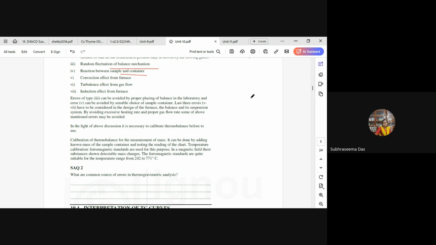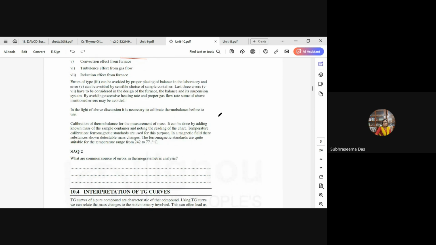Now calibration of the thermobalance is first necessary because most of the measurements are done in mass, and the temperature is a very crucial factor. That is why the calibration of the thermobalance is highly required. So how is the calibration done? It can be done by adding a known mass to the sample container and noting the reading of the chart.